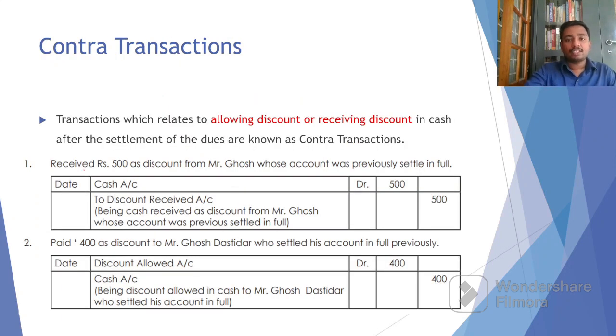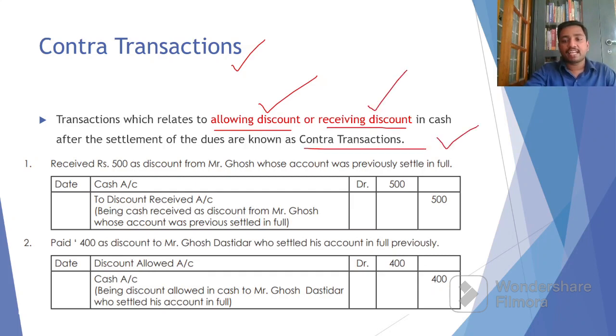Now we move to the next topic, the contra entries or contra transactions. If a transaction has a discount factor, either discount allowed or discount received, along with cash received or cash paid, then such transactions are known as contra transactions. If these aspects are there in a transaction, such transactions are known as contra entries.